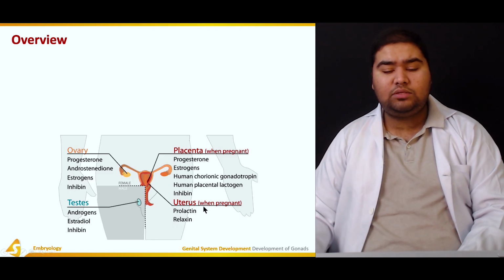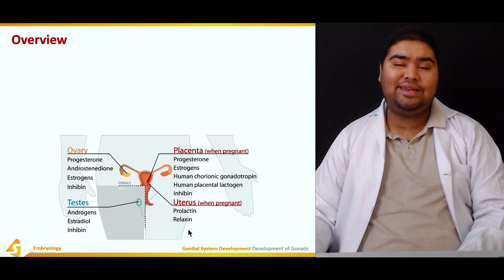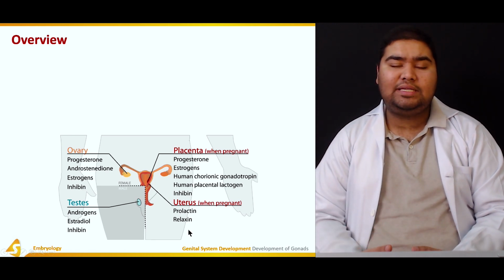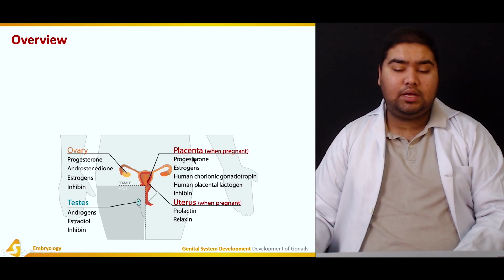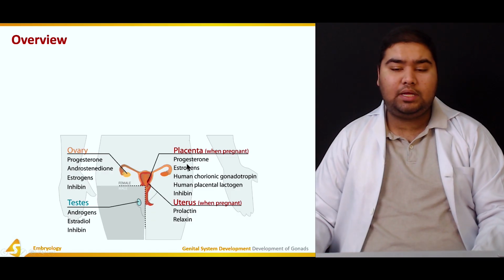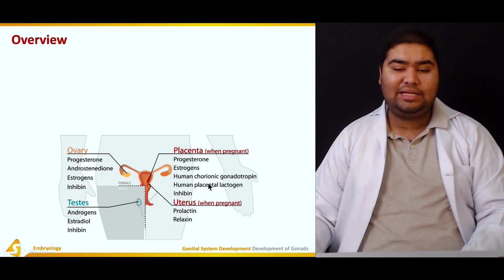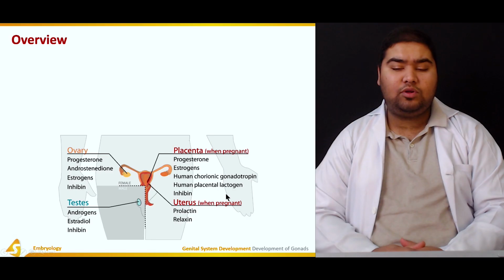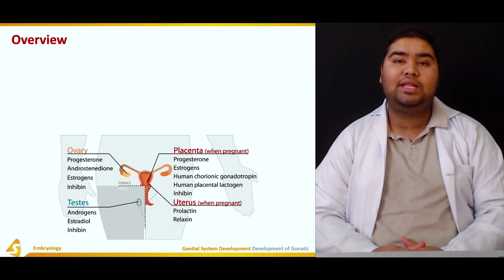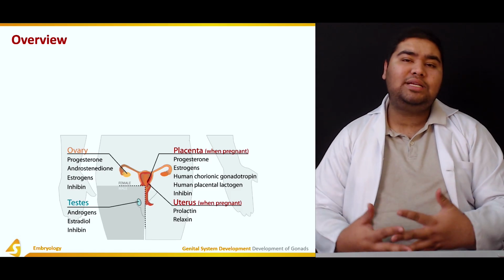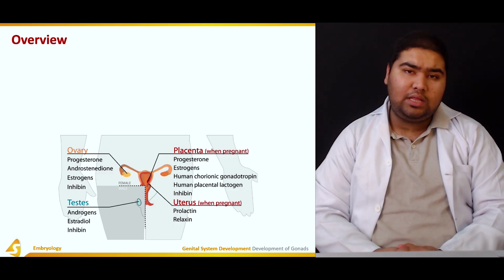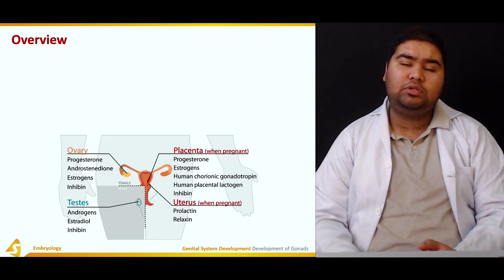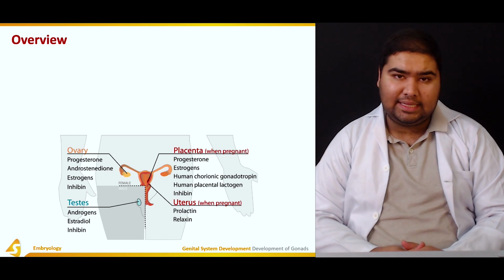This uterus, when pregnant, produces prolactin and relaxin. The prolactin is responsible for production of milk. Now, the placenta, when an individual is pregnant, produces progesterone, the estrogens, the HCG or human chorionic gonadotrophin, then human placental lactogen and inhibin, all of which interact with each other, and also with the hormones already being produced within the body and help in carrying out a normal physiological pregnancy.